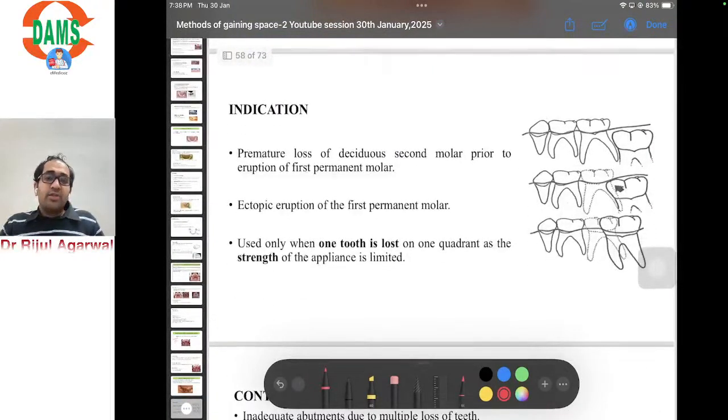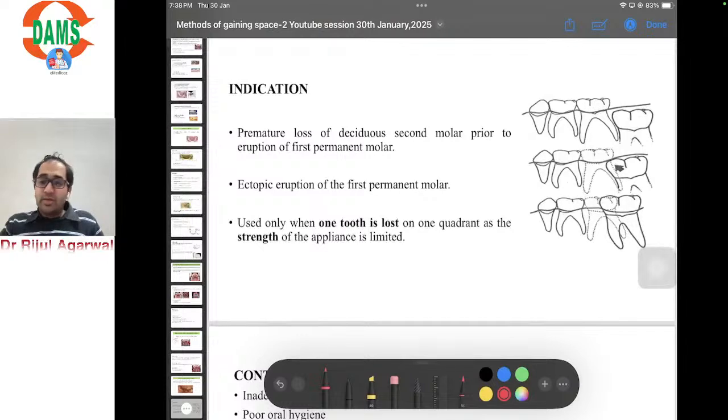So what are the indications? In cases of primary second molar loss prior to the eruption of the first permanent molar, and ectopic eruption of the first permanent molars. Use it only when one tooth is lost in a quadrant, as the strength of the appliance is limited.